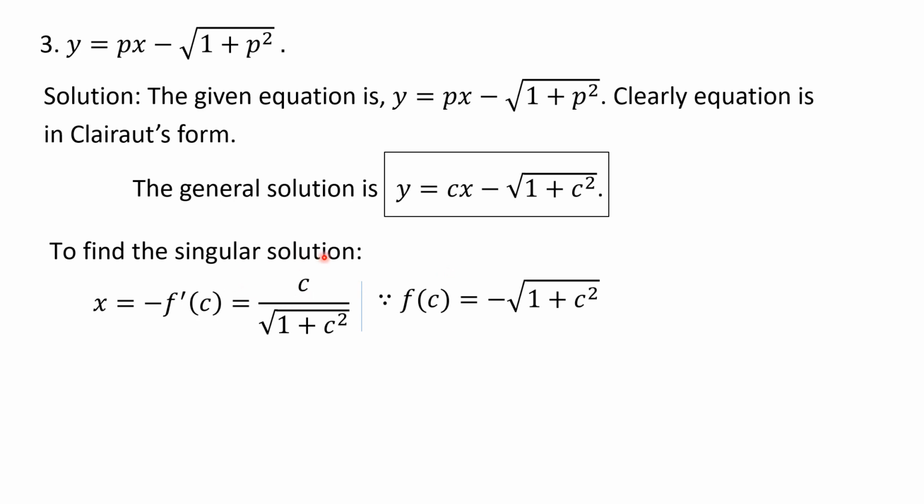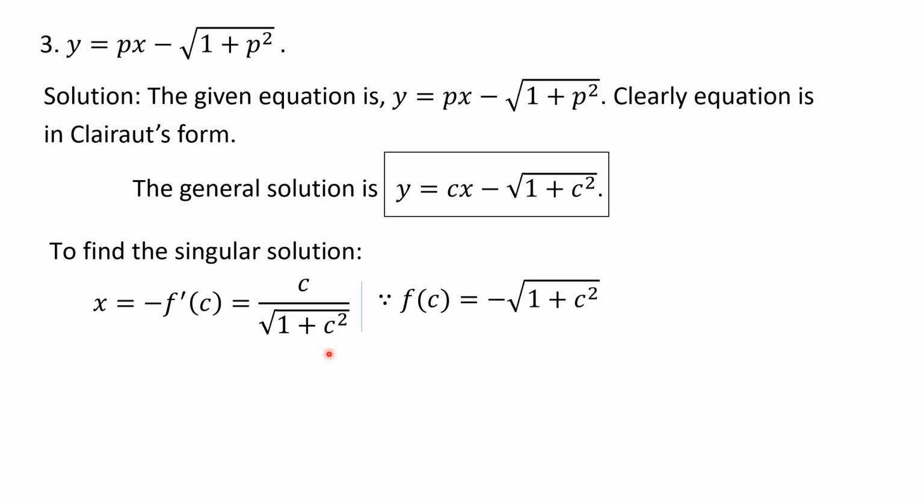To find the singular solution, so what we have, so take x equal to minus f dash of c, where f of c is here, sorry, not root 1 plus c square, it is minus root 1 plus c square. So differentiate this, so derivative of root 1 plus c square is 1 by 2 root 1 plus c square into inner term 1 plus c square, its derivative is 2c, 2 gets cancelled, so we have minus c by root 1 plus c square. But we have minus already, so minus of minus plus c by root 1 plus c square. So we get x is equal to c by root 1 plus c square.